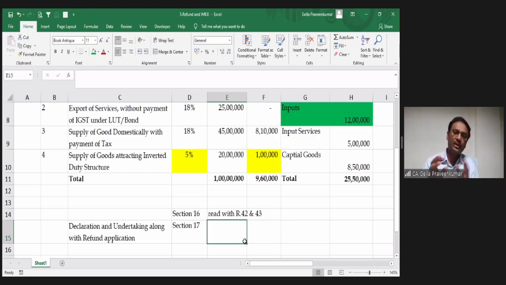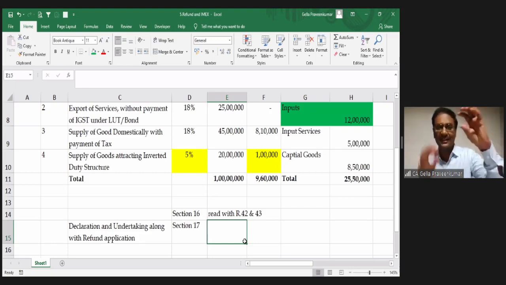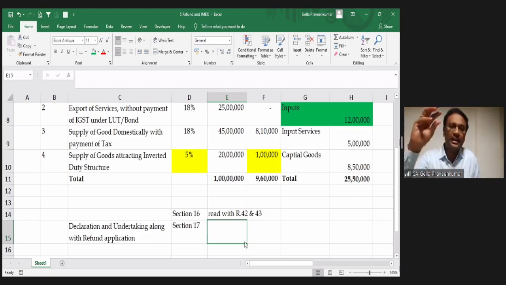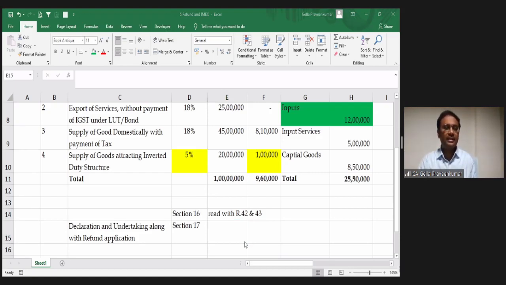Section 16 says, look, you can take your input tax credit as long as the goods and services purchased by you are used in your business activity. Section 17 says, look, only to the extent of the inputs used in your business you can take. If you have an exempted turnover, you have to apply something called the apportionment or proportionate method. So section 17 says, if you have a turnover which is dutiable, which is taxable, and which is exempted, to the extent of your exempted turnover, please exclude that particular input tax credit. That is what section 17 says.